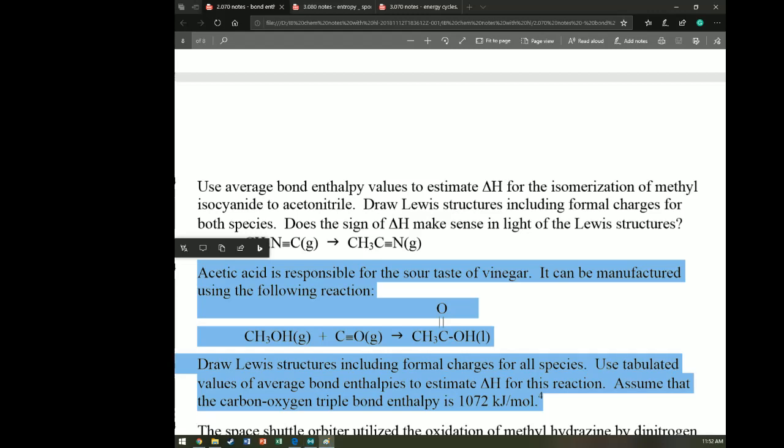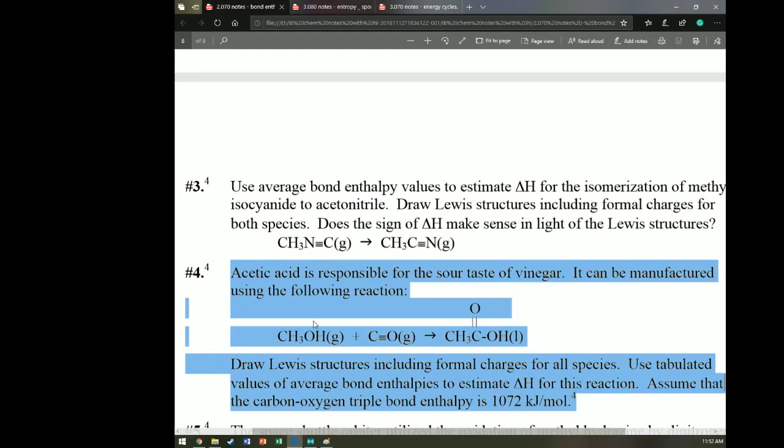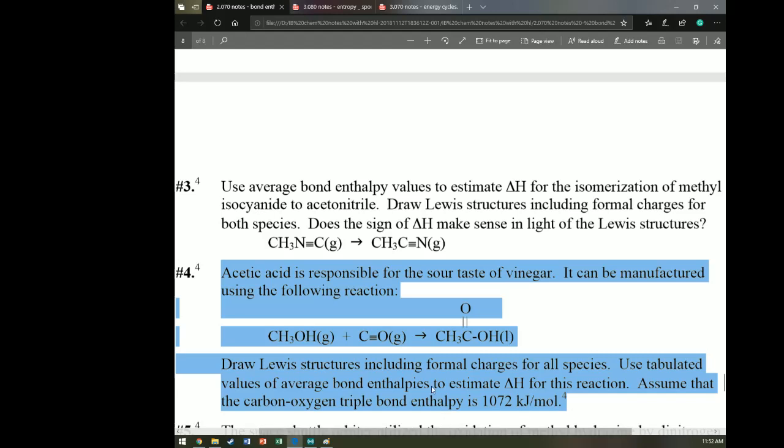Guys, welcome back. So today we're going to do a worked example using bond enthalpies. This is question number 4 on my set of my teacher's notes here. I think we did question 5 in the original video. So try question 4 for yourself now and pause for the worked solution.